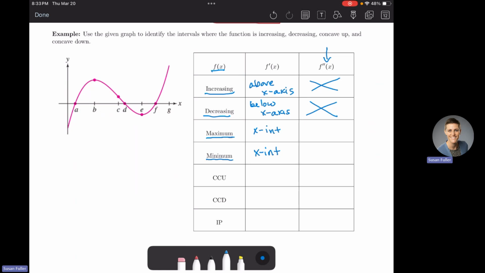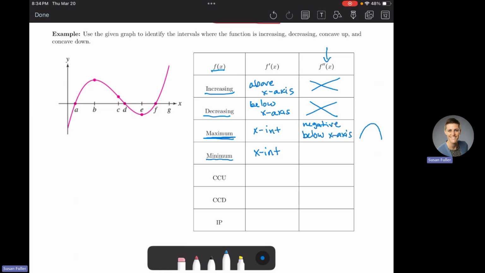But I do know that if I'm at a max, I'm going to have to be like this, which means I have to be concave down, which means the value that I get out of my second derivative is going to be negative. My second derivative has to be below the x-axis there. So if I have a maximum on my OG function, I have an x-intercept on my first derivative, and my second derivative is going to be below the x-axis there.